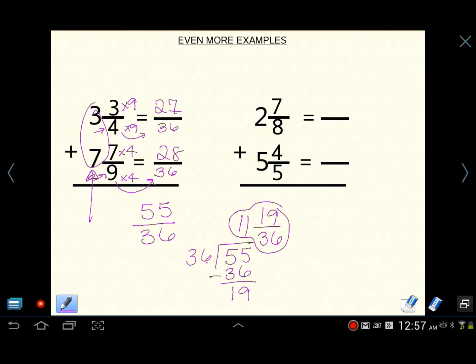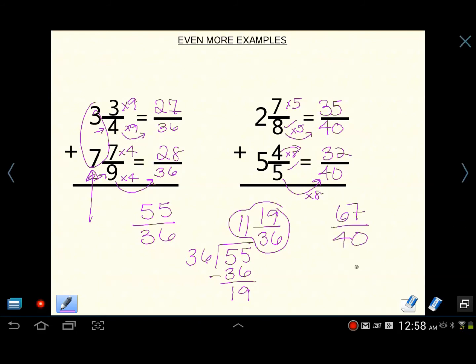Okay, going to the next one here. We have 8 and 5. 8 and 5 both have a common denominator of 40. 8 factors into 40 5 times. 7 times 5 is 35. 5 factors into 40 8 times. 8 times 4 is 32. Now add those up. 35 plus 32 is 67. Don't add the denominators. We get 67/40ths.